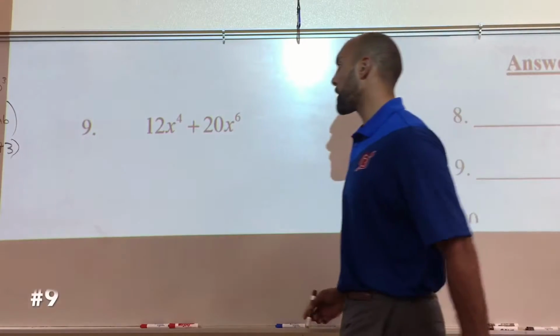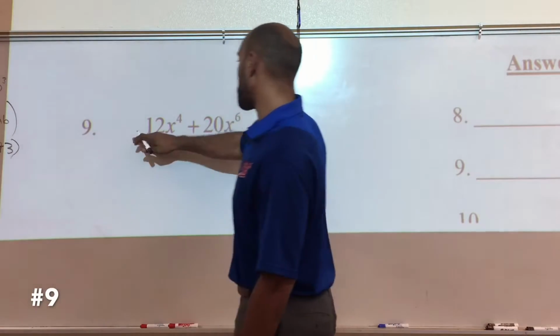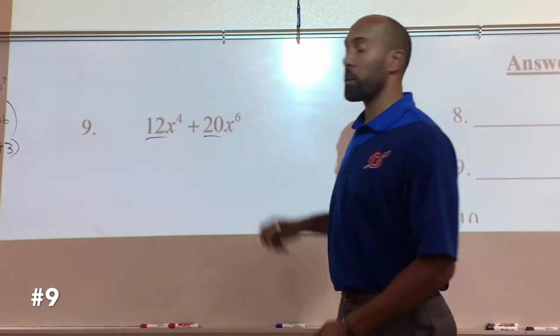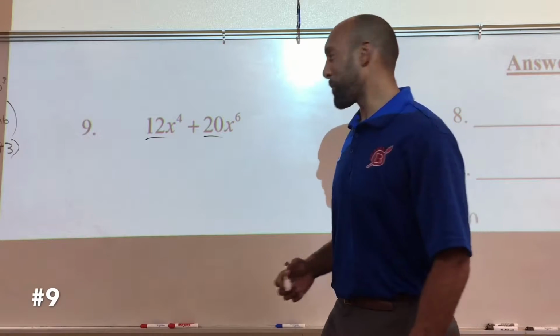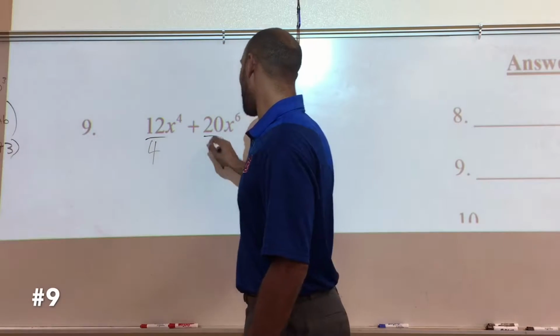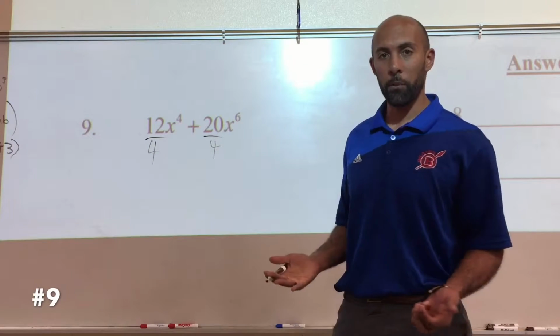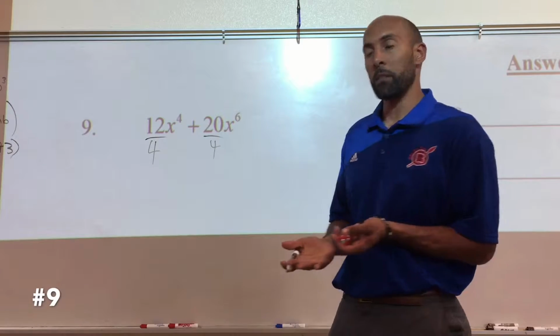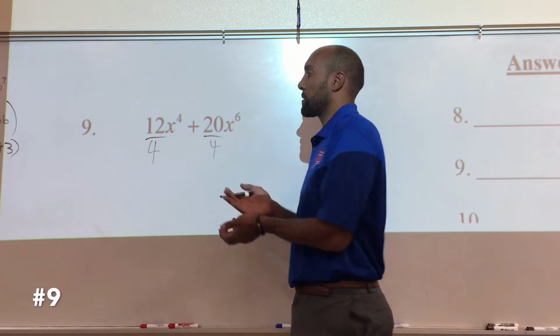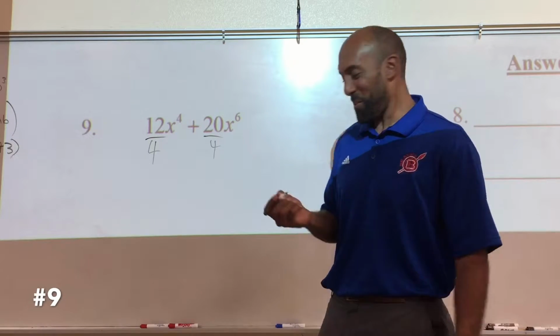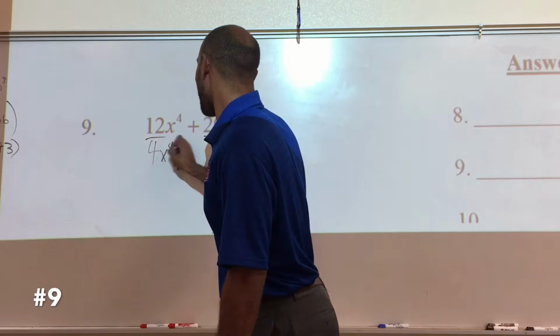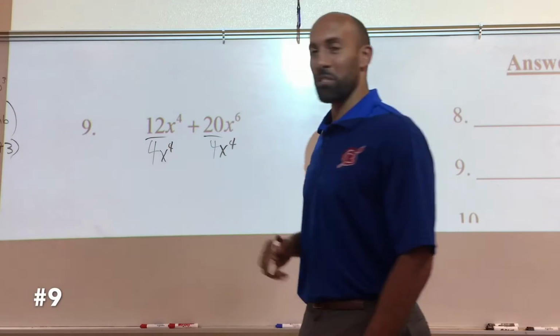Okay, next part. Number 9. So here we go. We're going to find the GCF. We've got to look at the 12 and the 20. What number can you divide into both? It's number 4. Divide 4. Now we also have to look at the variables. What variables do we have in common? Well, we have x to the 4th and x to the 6th. So how many do they share? 4. So 4 x's. All right, so that's our GCF.